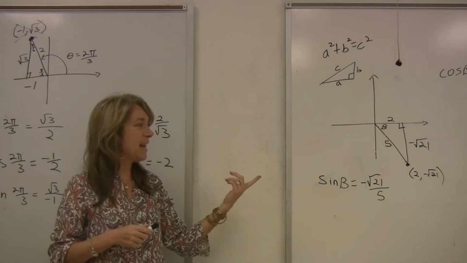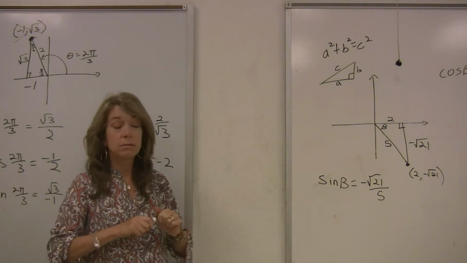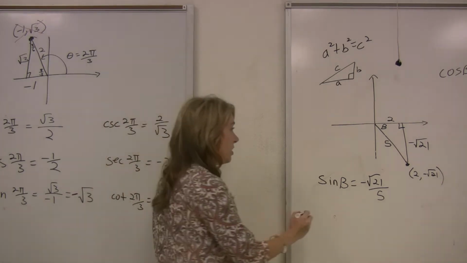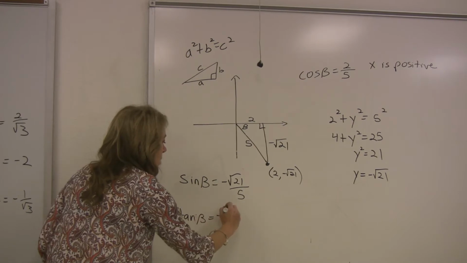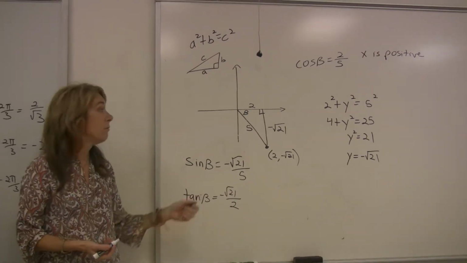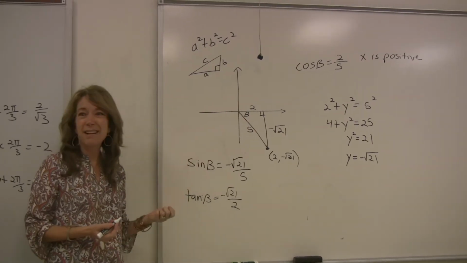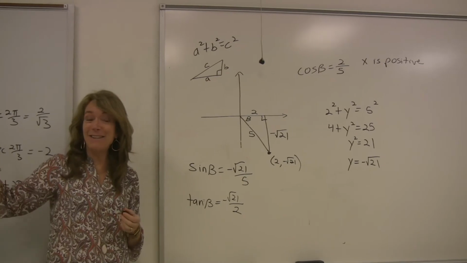So we got the sine, we already had the cosine. I'm going to give tangent. Tangent is negative root 21 over 2, she says. We agree? Right, the y over the x. Can you guys get the rest of them without me showing you? Look them all over, the right ones?